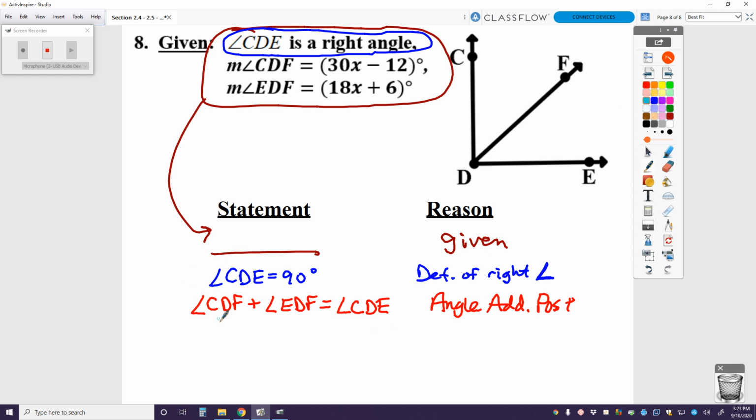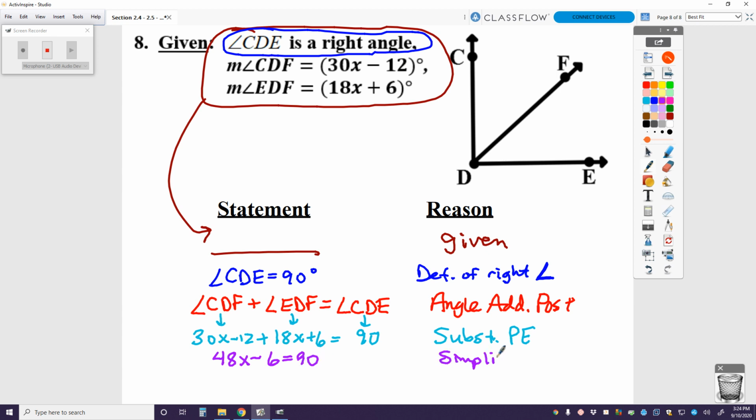All right, so now let's make our substitutions. CDF is 30x minus 12. Angle EDF, 18x plus 6, equals CDE. Now this is where we get to take that CDE equals 90 and we can substitute that value in. So we just used 3 rounds of the substitution property. Now we can combine our like terms here. So let's see, we've got 48 x's altogether, and then minus 12 and plus 6 gives me minus 6 equals 90. So there was a simplify step.